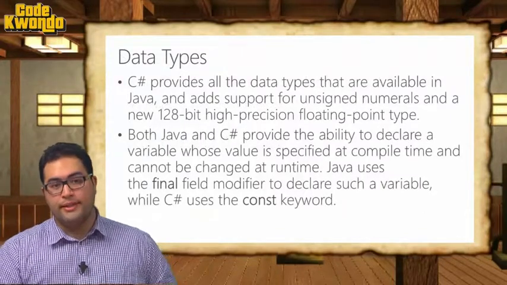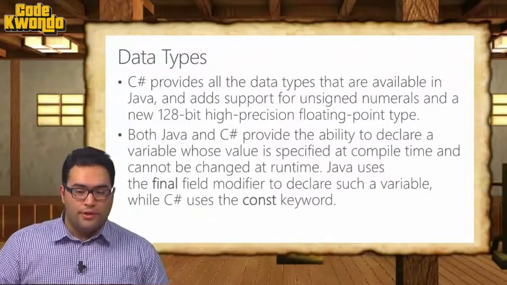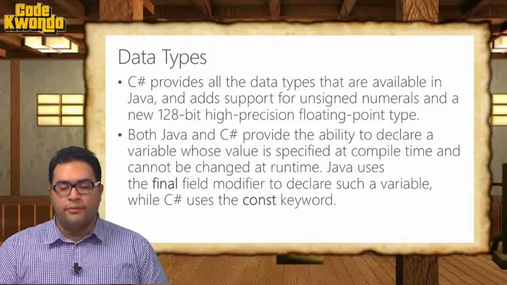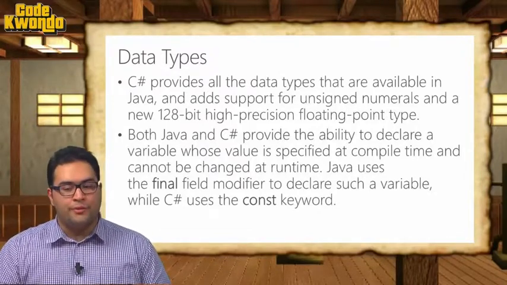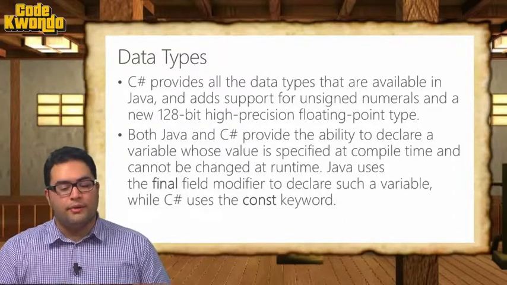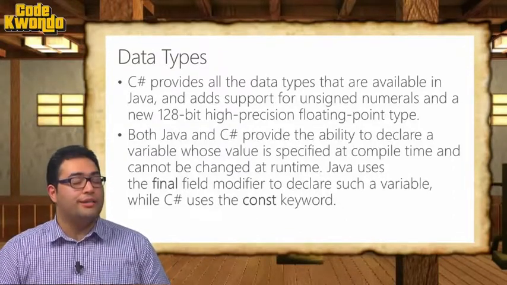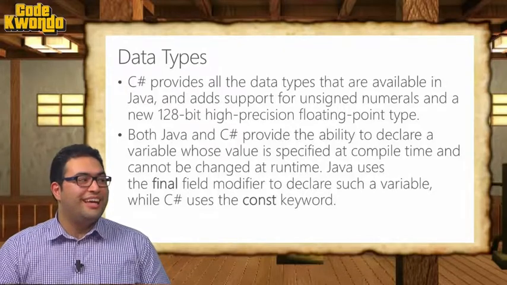Jumping on to data types. C# provides all the data types that are available in Java, and we've got support for unsigned numerals, as well as a new 128-bit high-precision floating point type. This is actually really cool. Yeah, it just really doesn't sound cool. It is cool.